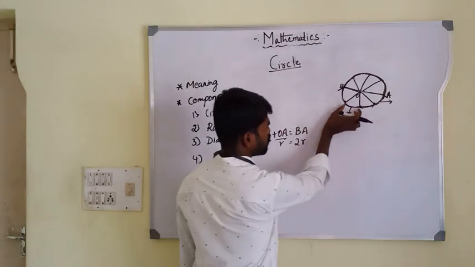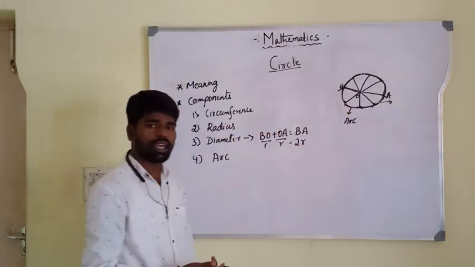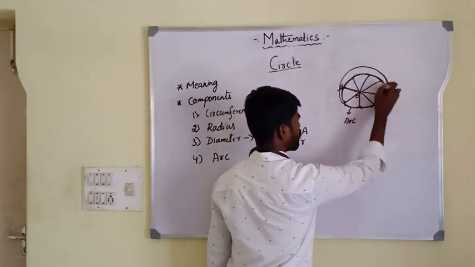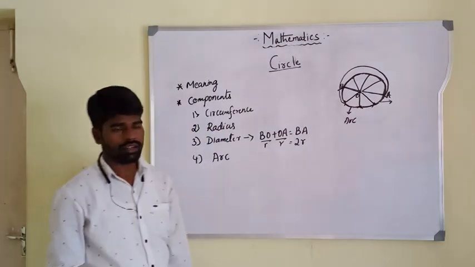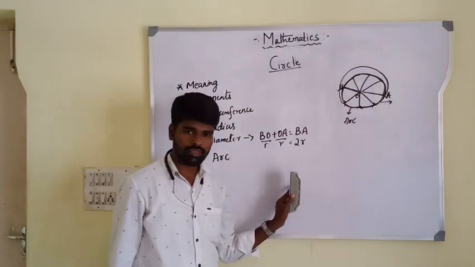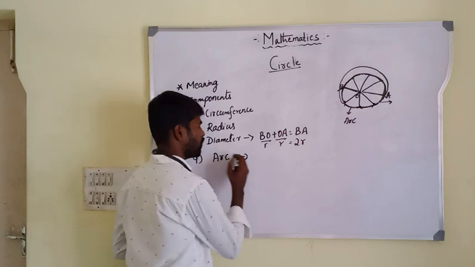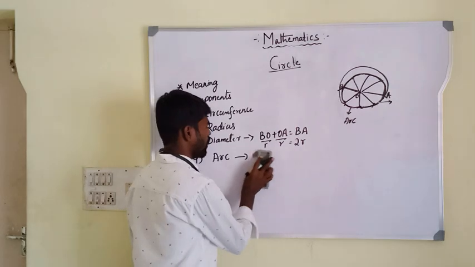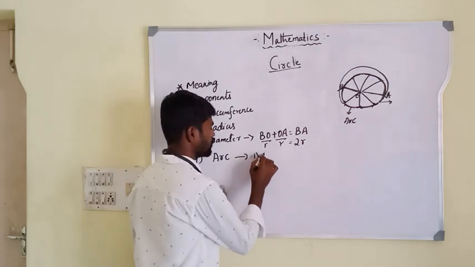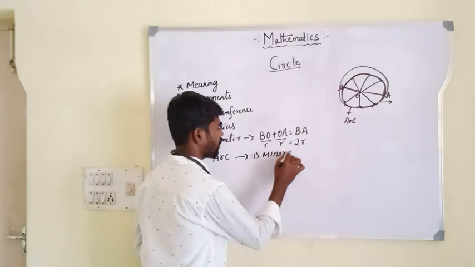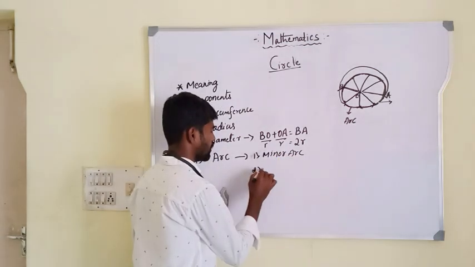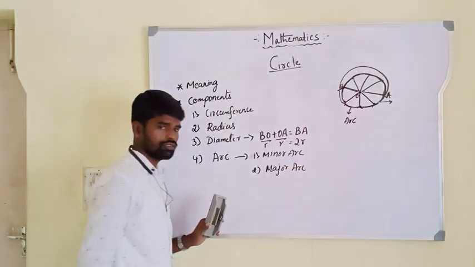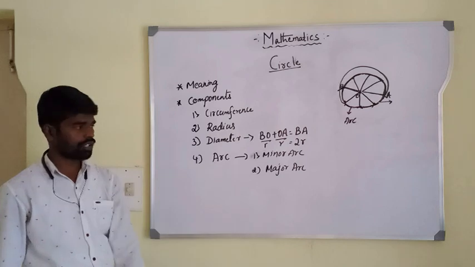So if you take the small part, then it becomes a minor arc. If you take the larger part from here to here, then it becomes major arc. Understood? In arc, we have two categories: first one is minor arc and second one is major arc. So this is all about arc of the circle.